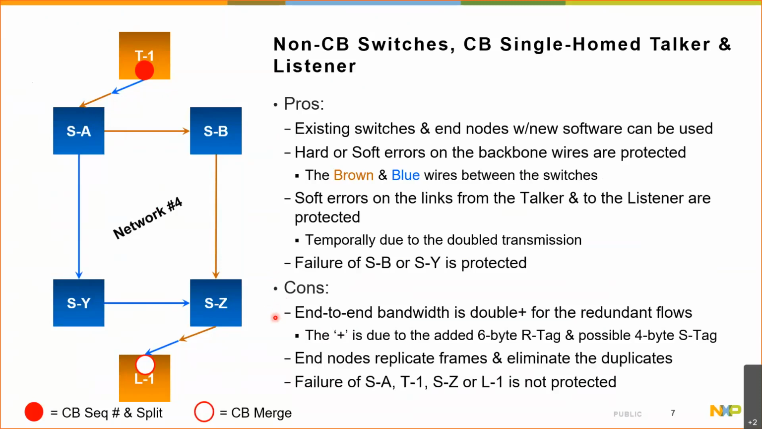The cons is, again, the bandwidth is the same on the backbone, the double plus, and the end nodes need to replicate and eliminate the frames. So they do have that overhead. Now, again, it only needs to do that for the flows that need this extra protection. So not for every frame going down the wire.